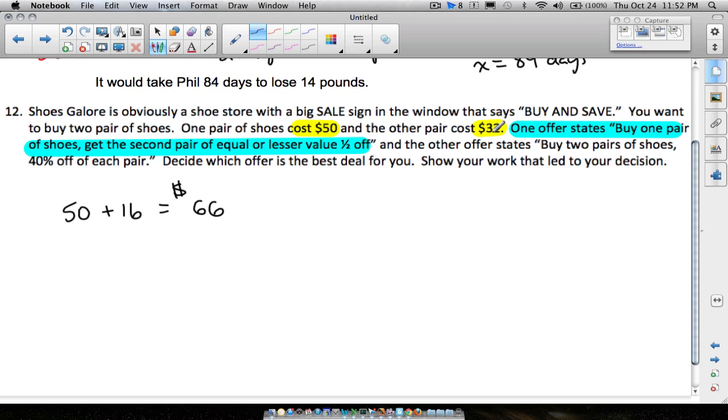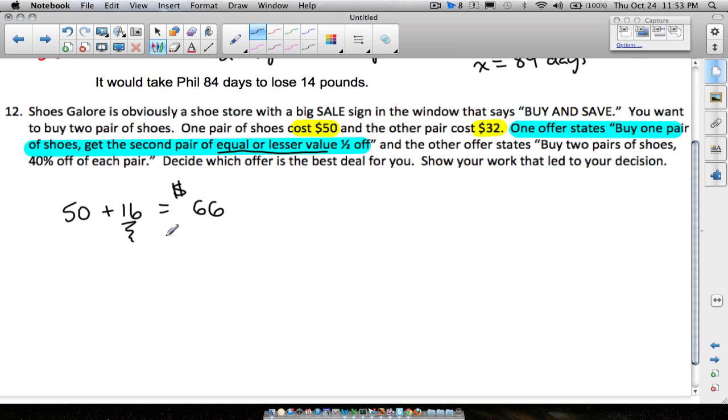Why couldn't you pay 32 and then pay half off on that? The reason why is because it's buy 1 pair, get the second pair of equal or lesser value. That means you have to pay full price for the more expensive pair. Equal or lesser value, this is a lesser value, so you get half off of that. That's where that 16 came from.